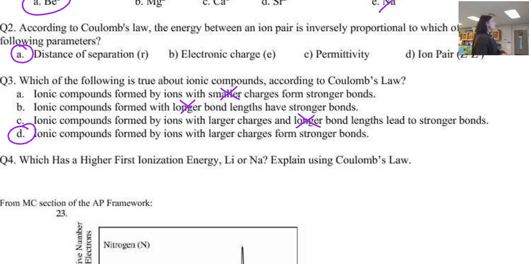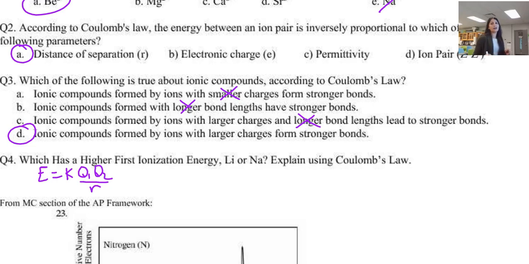Okay. Which has a higher first ionization energy, lithium or sodium, and explain using Coulomb's law. Okay, so the first thing you always want to do is start by saying E equals k Q1 Q2 over r, so that you're sure that whoever the reader is knows that you know what Coulomb's law is. Now, lithium and sodium are both alkali metals.